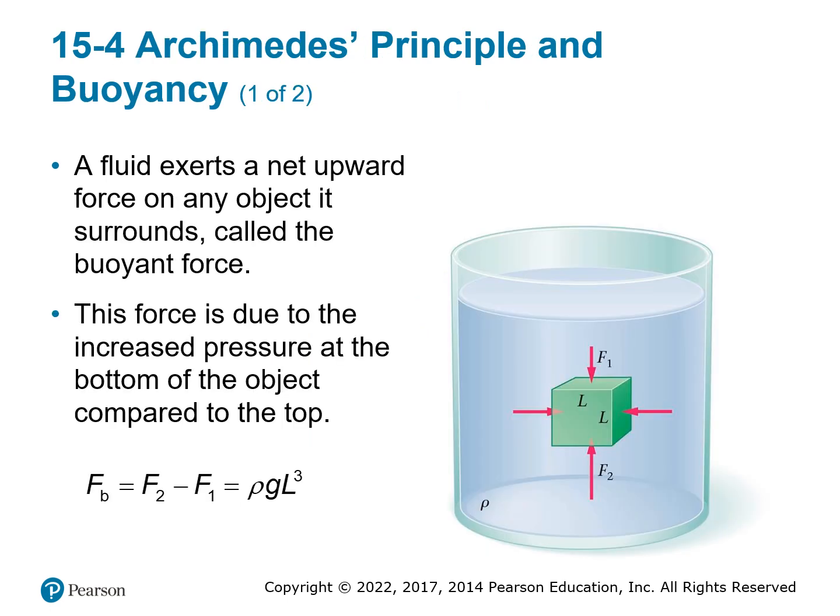All right, Archimedes' principle. A fluid exerts a net upward force on any object it surrounds. This is called the buoyant force, F_B. This force is due to the increased pressure at the bottom of the object as compared to the top. So buoyant force is the F2 force down here minus the F1 force up top here.